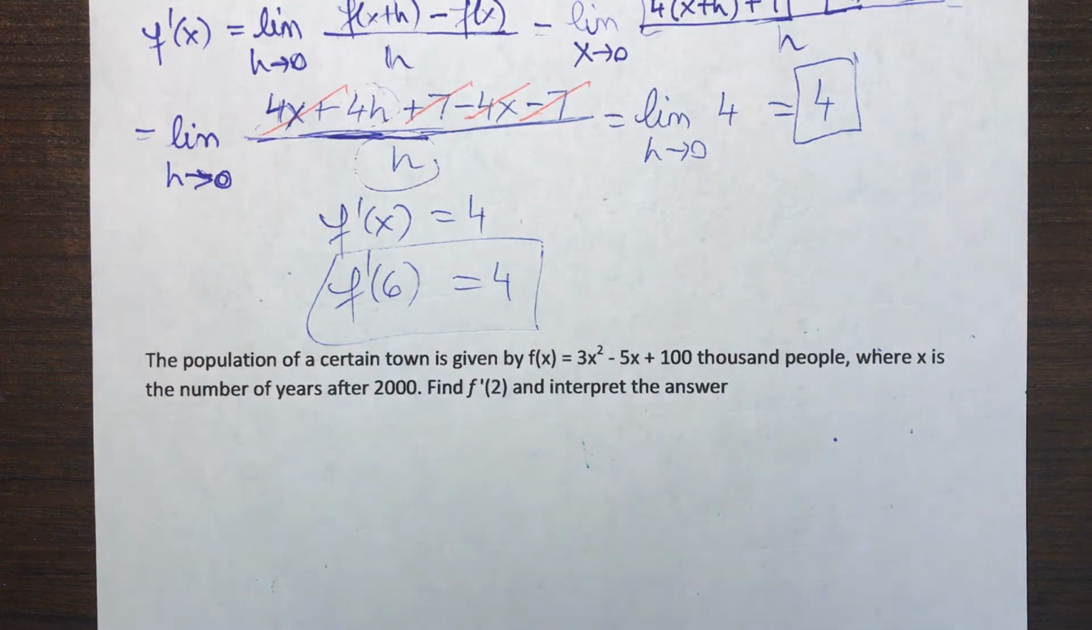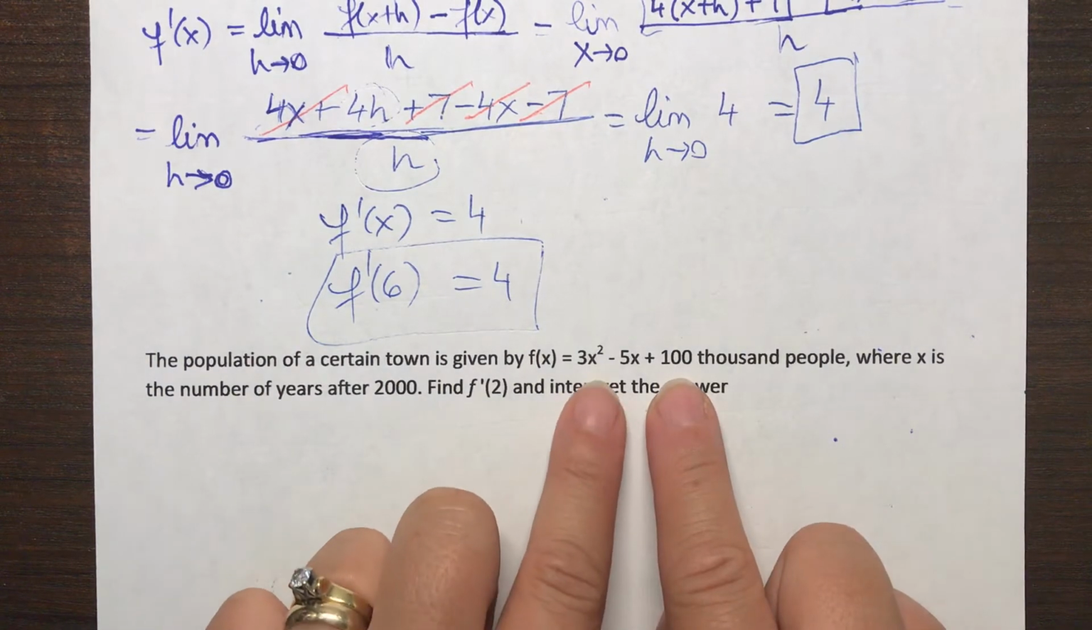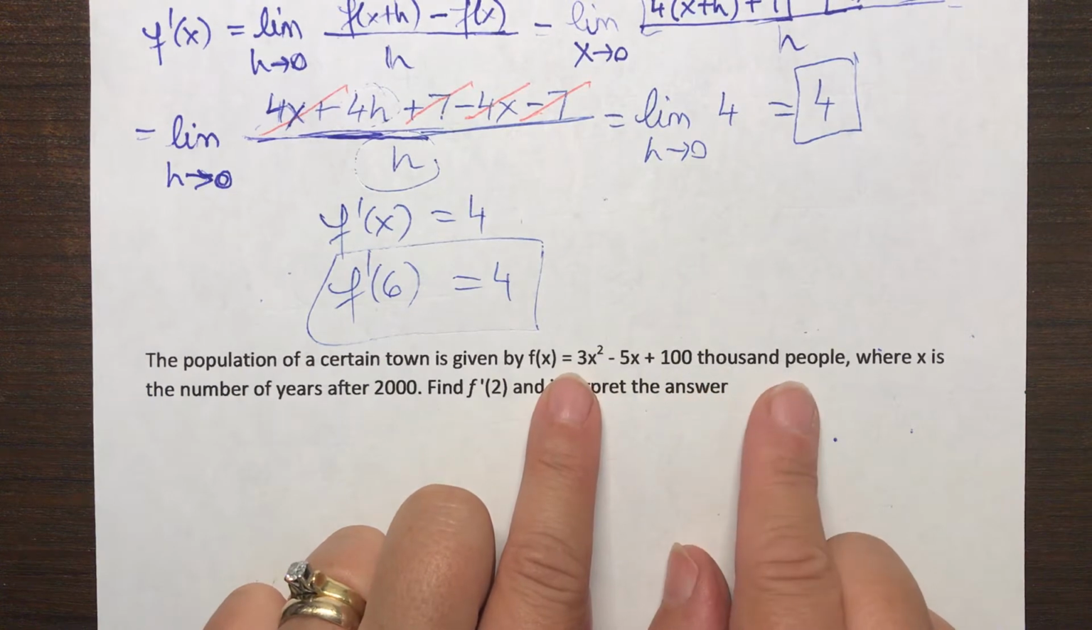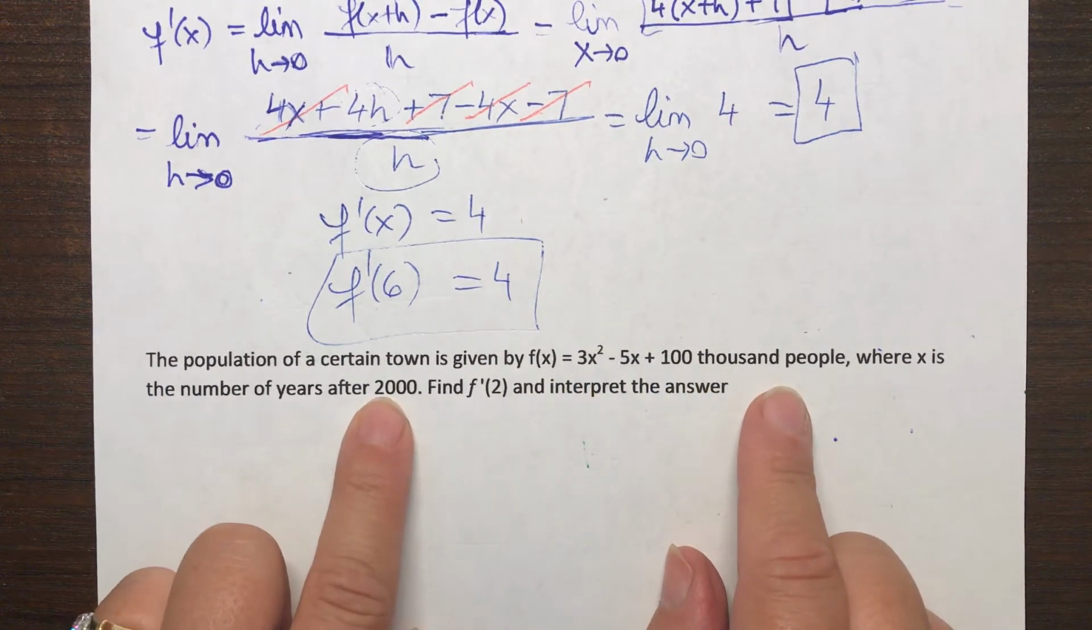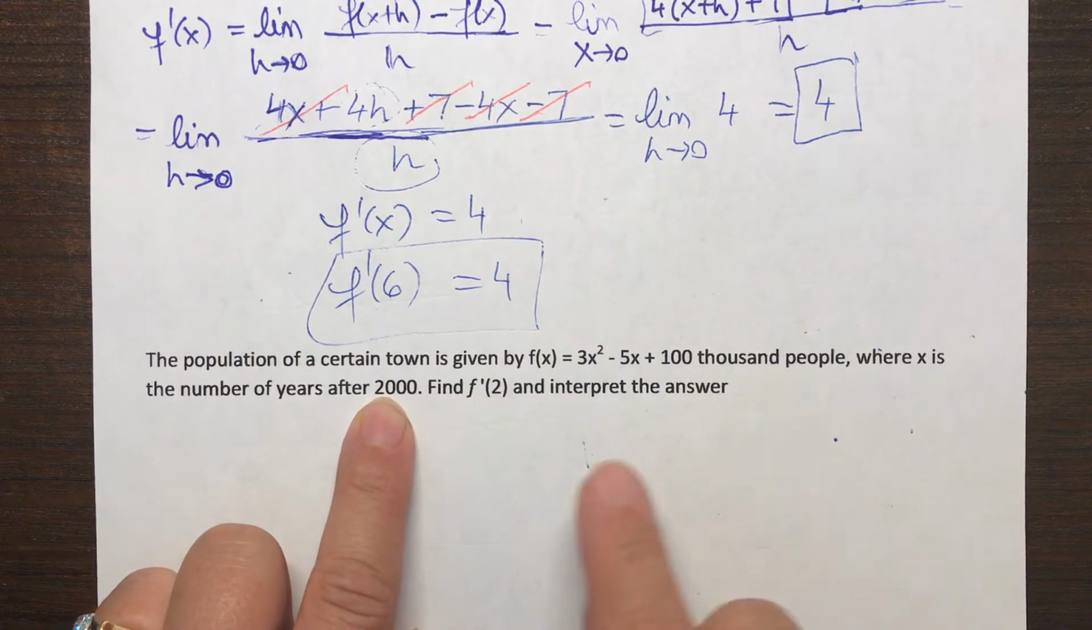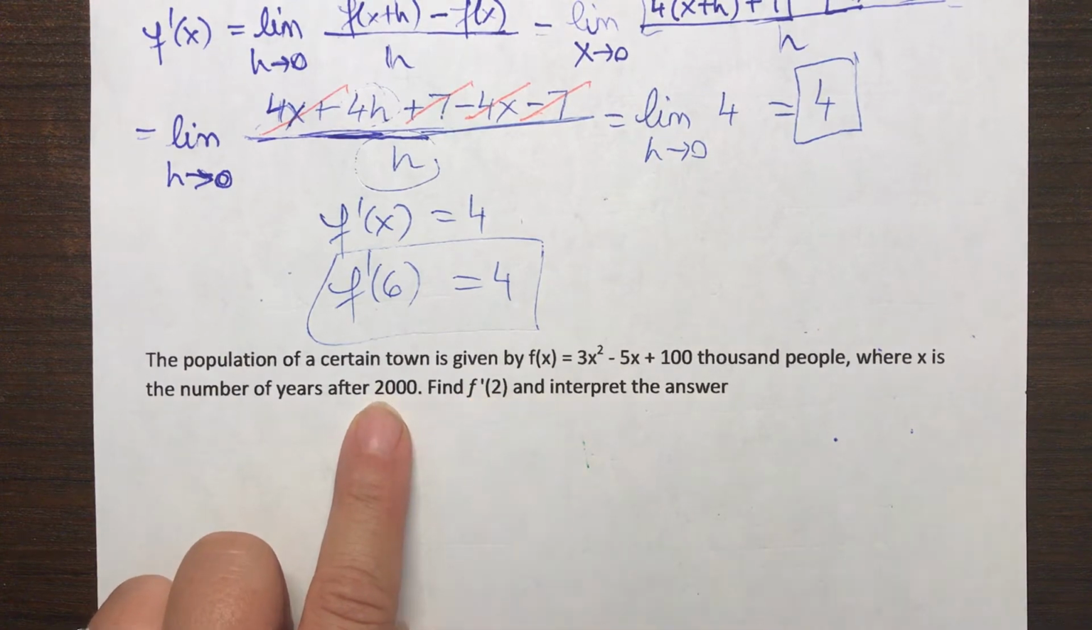Find f prime of 2 and interpret the answer. What does that mean? A population of a certain town is given by this function, this many thousand people, where x is the number of years after 2000. Find f prime of 2 and interpret the answer.